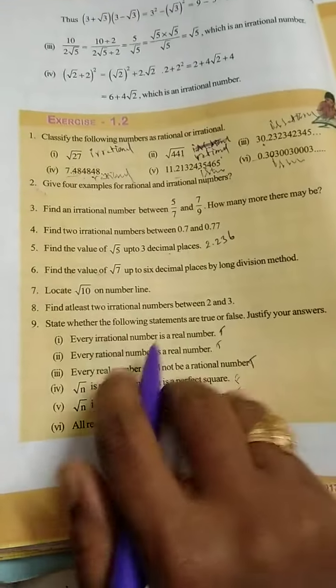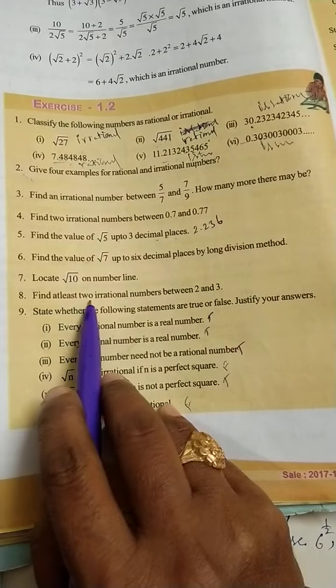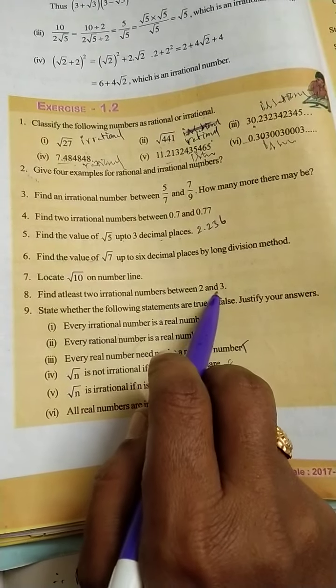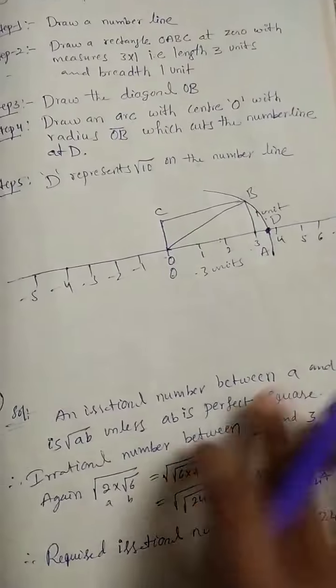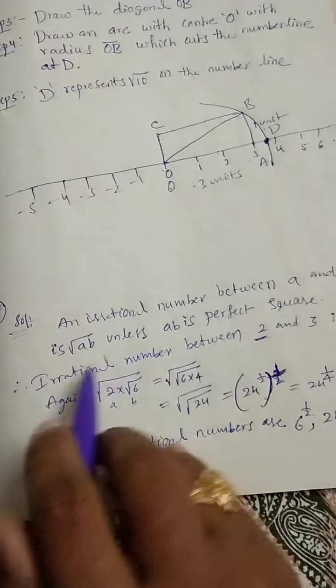Okay, next question. See, next question for you: Find at least two irrational numbers between 2 and 3. Between 2 and 3, find the irrational numbers. See here, I wrote for you.